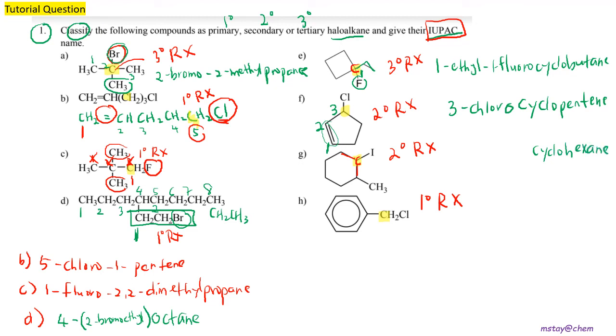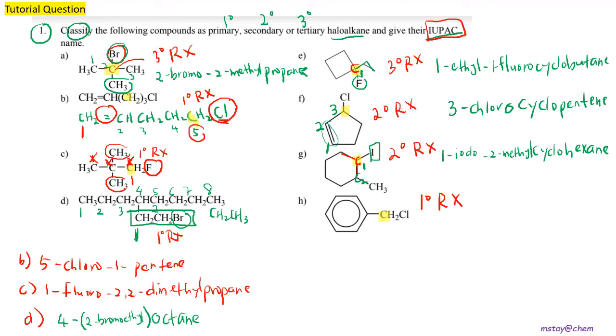While for G, this one is a cyclohexane. And this cyclohexane has two substituents, either is carbon 1 and carbon 2. Because I comes first, normally we'll name this one as carbon 1, and then the methyl will become carbon 2. So 1-iodo-2-methylcyclohexane.